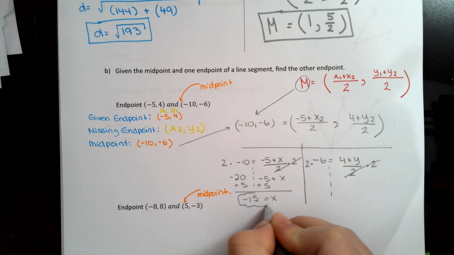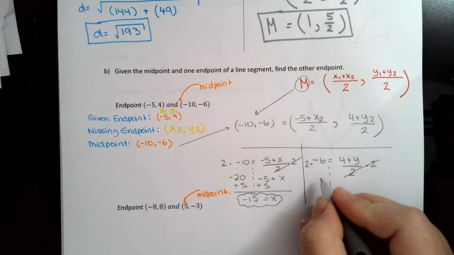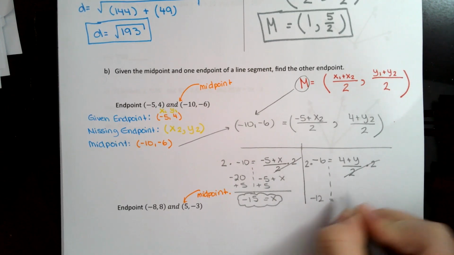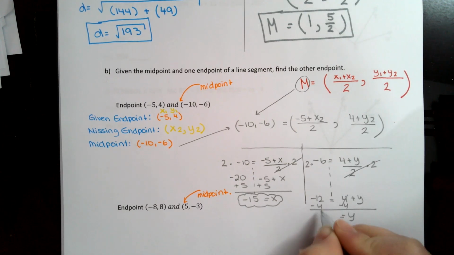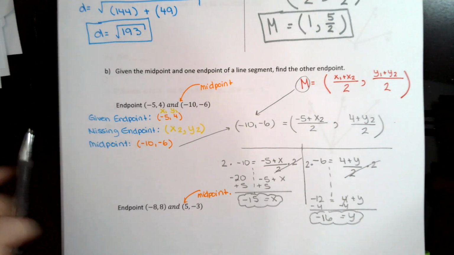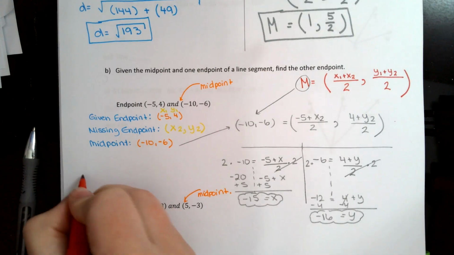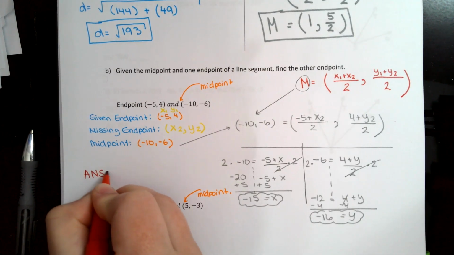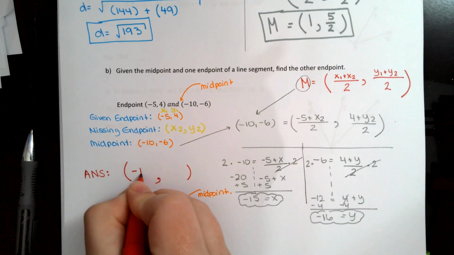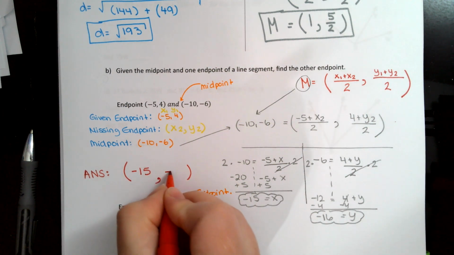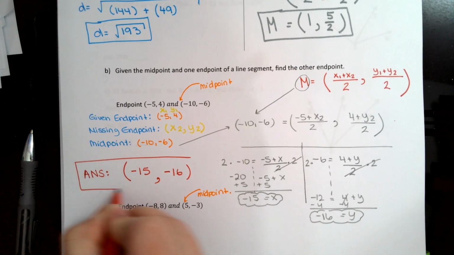Put that in a thinking bubble. That is not your answer. Here we get -12 is equal to 4 plus y. Subtract 4, subtract 4. Y is then equal to -16. Put that in a thinking bubble. That is not your answer. We're going to use those two for your answer. It needs to have parentheses and a comma in the middle. Our x value is -15, and our y value is -16 for our answer.